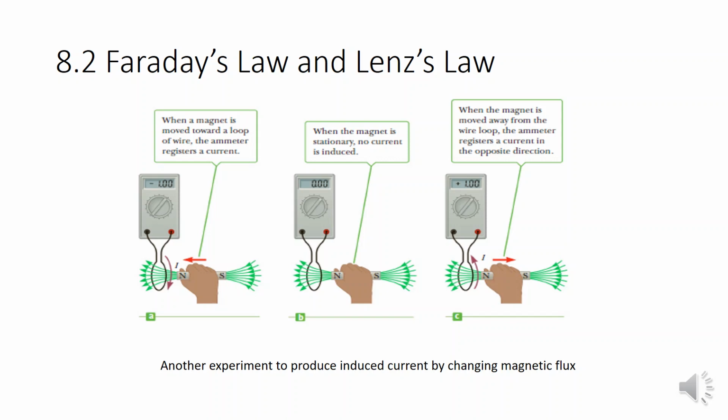no reading on the ammeter. In diagram C, when we move the magnet away from the loop, there will also be a change in flux, from more flux to zero flux when we move it away from the loop. So there is a reading of the current, but in the opposite direction as in A.